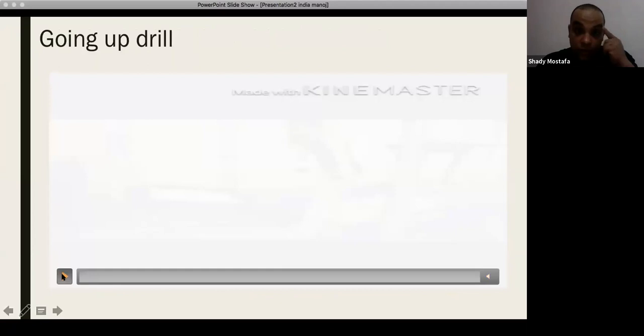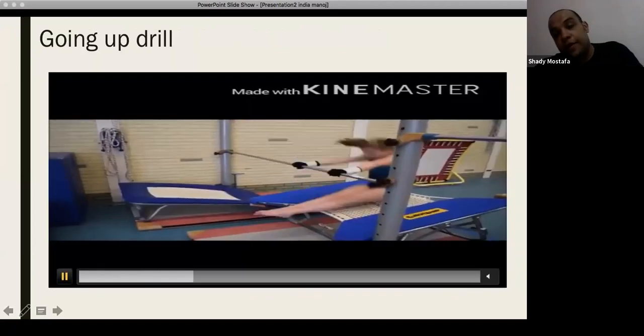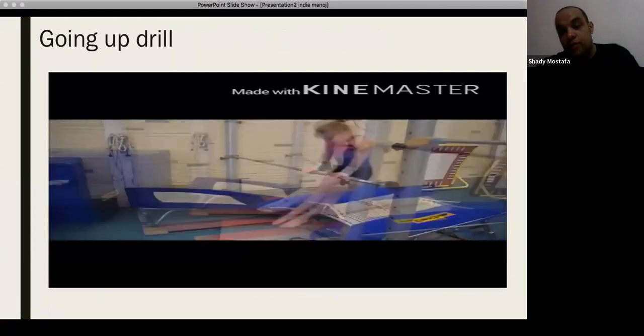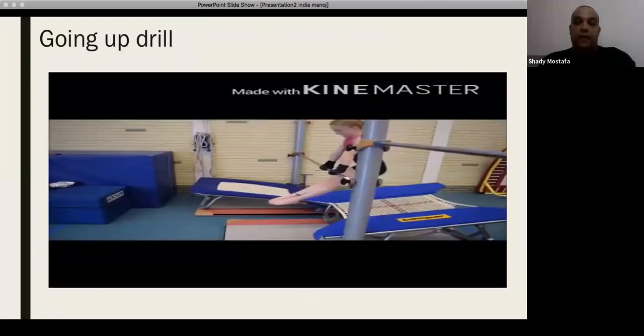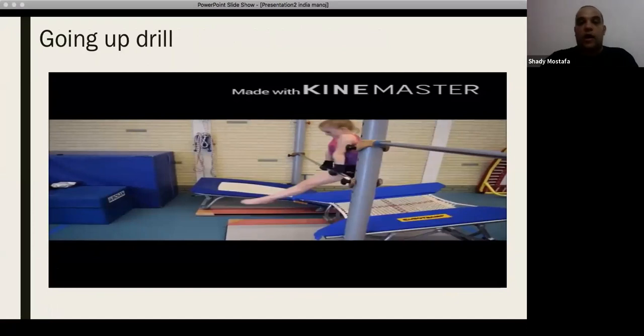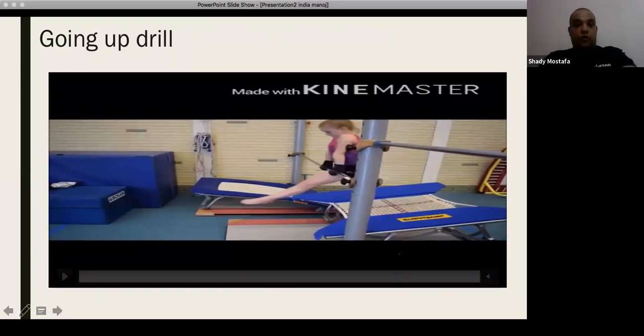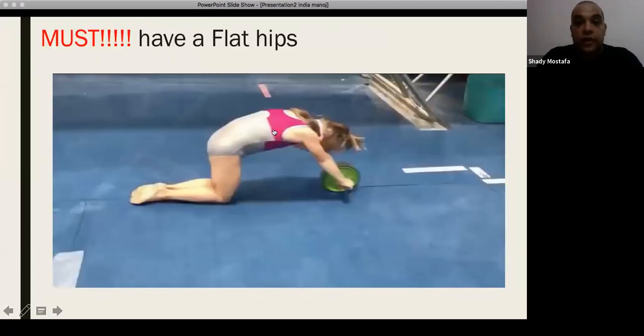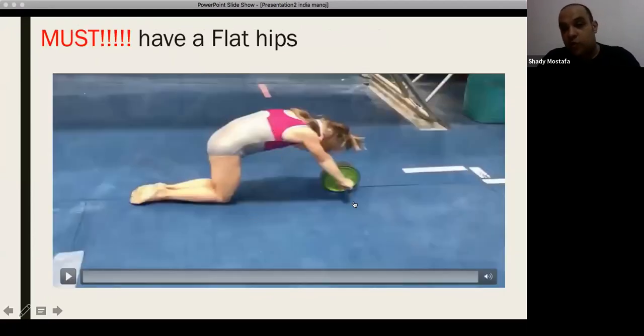Now, we're going up. You can use the trampoline here, the small one. If you don't have this, you can use the big ball. You can use it to bounce out of it. This is really important for shifting and going up to support. Really, really important. It's best if you have this wheel in your gym.